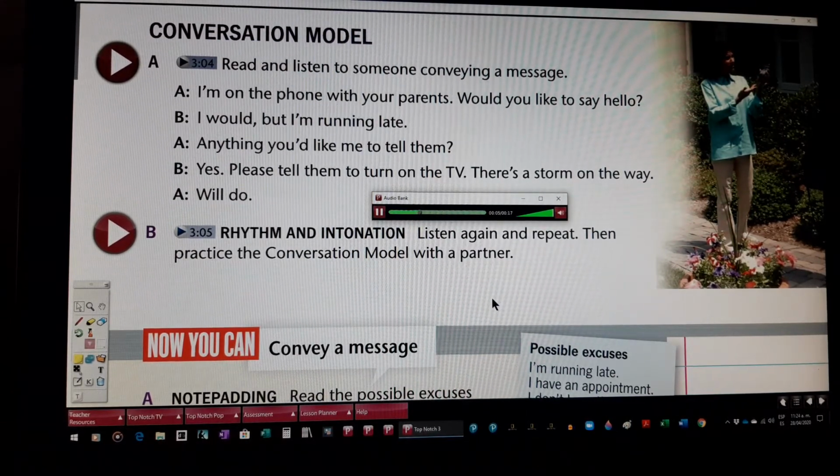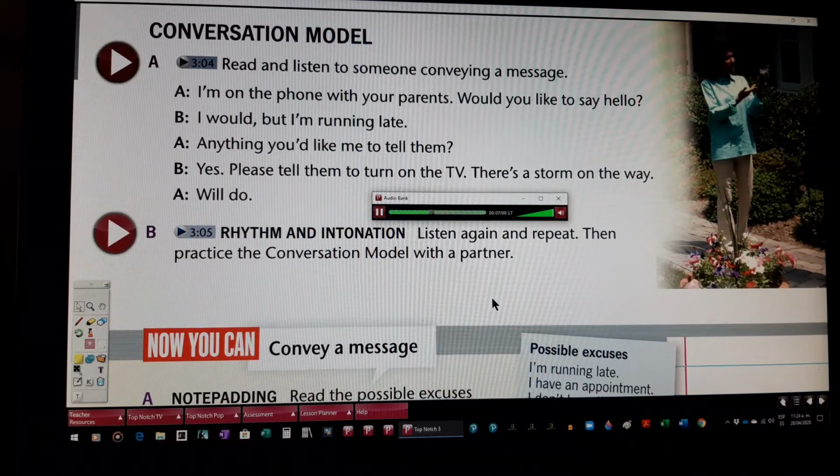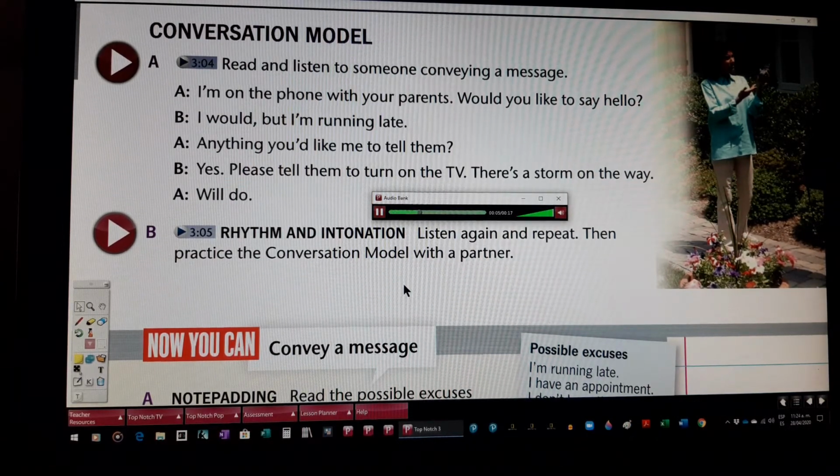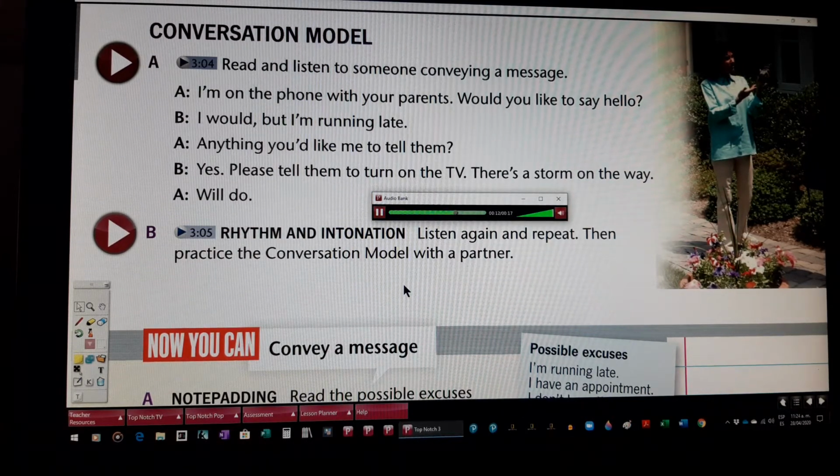I'm on the phone with your parents. Would you like to say hello? I would, but I'm running late. Anything you'd like me to tell them? Yes, please tell them to turn on the TV. There's a storm on the way. Will do. Listen again. Read and listen to someone conveying a message. I'm on the phone with your parents. Would you like to say hello? I would, but I'm running late. Anything you'd like me to tell them? Yes, please tell them to turn on the TV. There's a storm on the way. Will do.